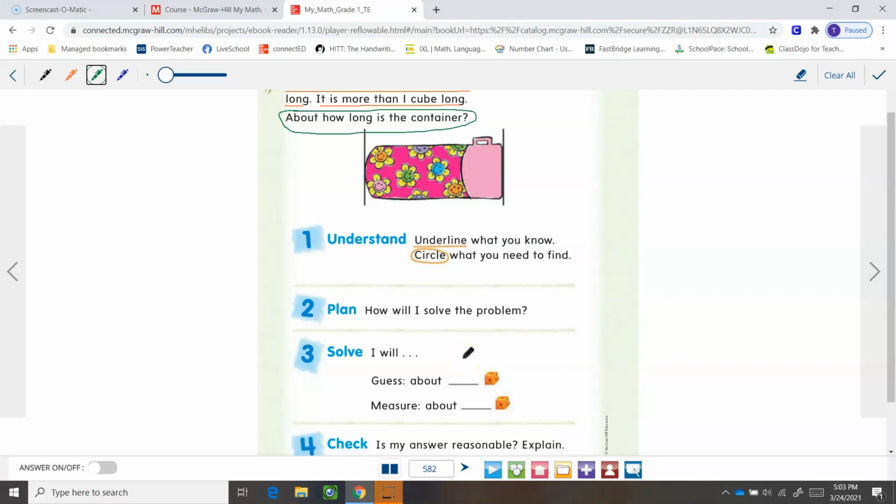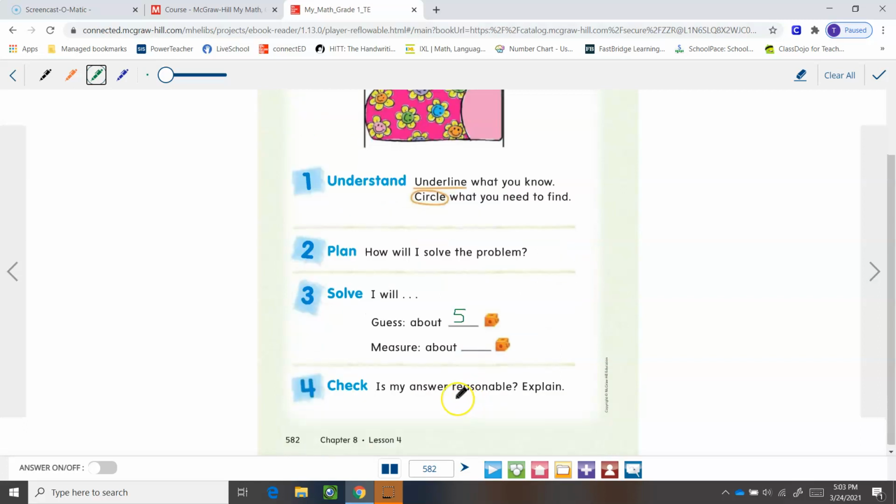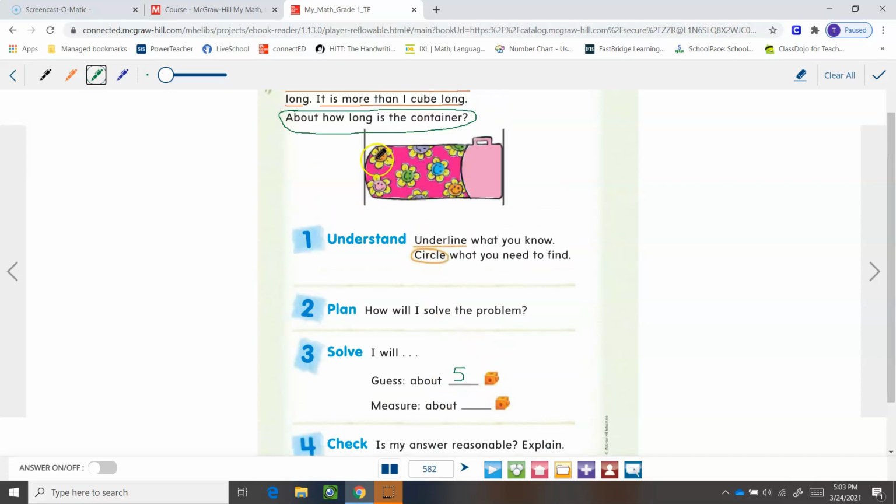So again, if you're using M&Ms, you just take a guess on how many M&Ms it would be. I could say it is 5 cubes long. And then I would actually measure it by putting my cubes, or in your case, M&Ms or Mike and Ike's or something else there, and measuring how long it is and finding my answer. When you're done, to check it, you've got to ask yourself, is my answer reasonable? If I said it was 100 cubes long, I don't think that would be reasonable because 100 cubes would be way too long for it.